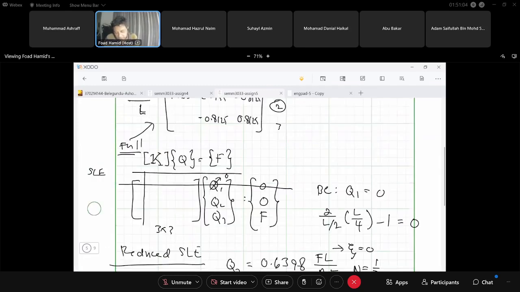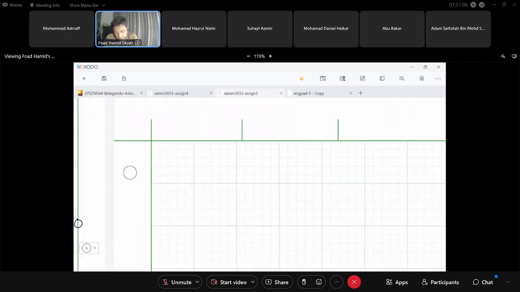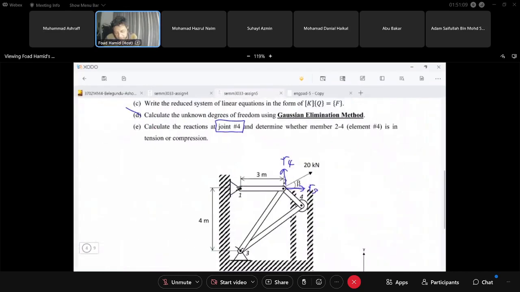We eliminated R7 and R8 because Q7 is 0. When Q7 is 0, automatically we have R7. The same thing with Q1 equal to 0, automatically we have a reaction at that point. The same thing for Q2, then we have R2, and the same thing at Q3 equal to 0, then we have R3, and Q4 equal to 0, then we have R4. But in this question, it's asking us only to do one of the reactions.